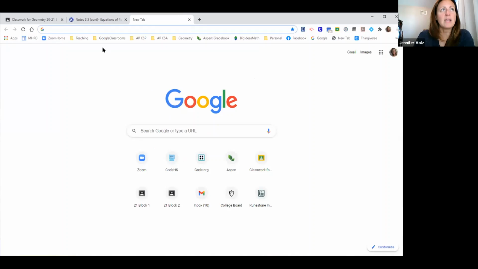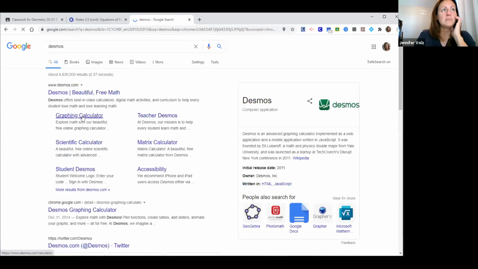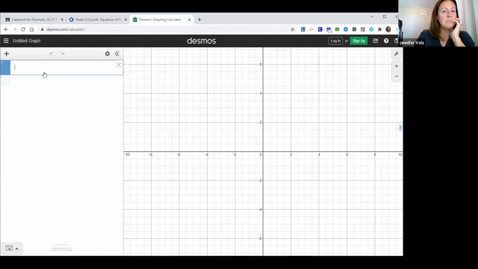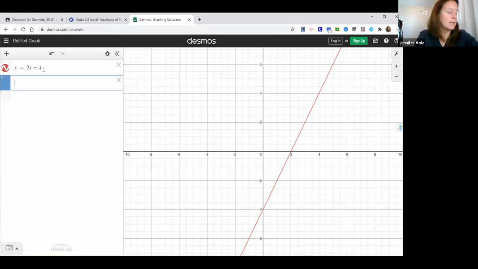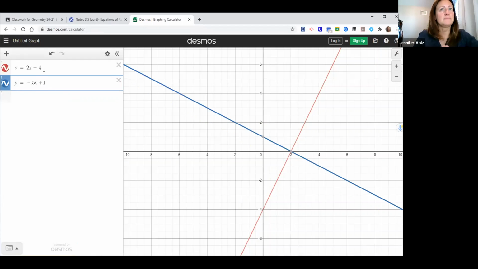Okay, I'm going to go to Desmos, because Desmos has a graphing calculator where I could just type these two equations, y equals 2x minus 4 and y equals negative 1/2. I'm going to put 0.5 just to make sure it doesn't do anything weird with the fraction. X plus 1. Okay, hey, there's the point of intersection.